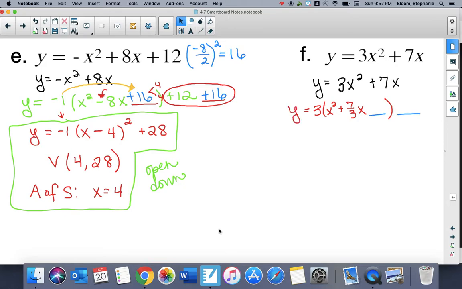Okay, so I need to do completing the square. So my b value is this 7/3. So I'm doing 7/3 divided by 2. You can do that on your calculator, or it's the same thing as taking 7/3 times a half, which would give us 7/6. And when I square that, I square the top, and I get 49, and I square the bottom, and I get 36.